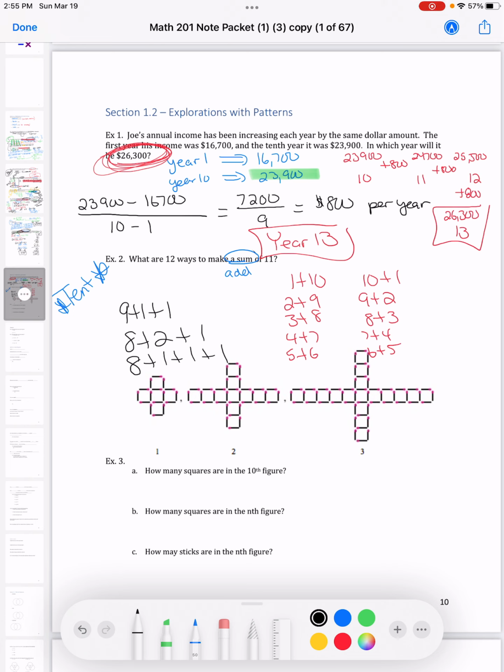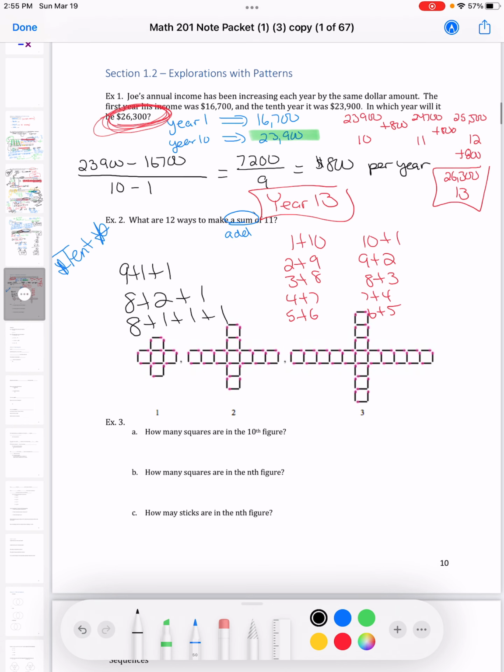You could have 1 plus 1 plus 1 plus 1, 11 times. You could have 2 plus 2 plus 2 plus 2 plus 2 plus 1. So there are literally tons of these that we could come up with, and you just come up with any 12. So like I said, a little bit of a trick there to that problem.